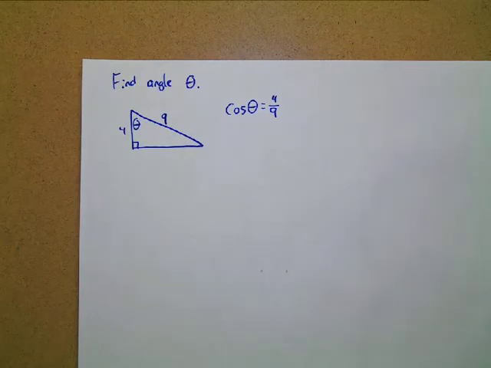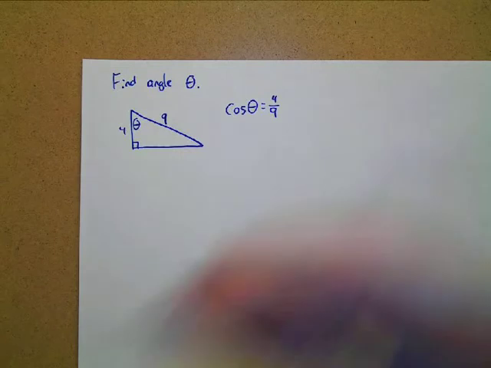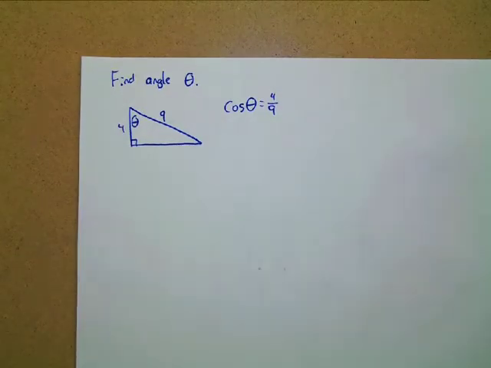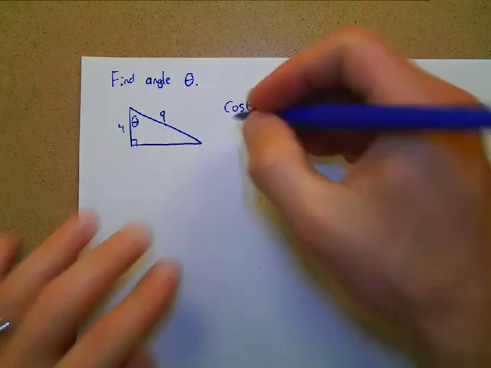Why not just go ahead and just do this? It's so much easier, right? Just ready to go. Okay? So to get theta then, what do you need to do to both sides? How do you undo cosine? We're going to use cosine inverse.